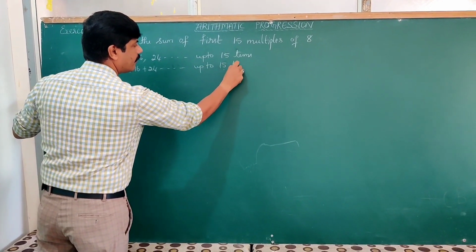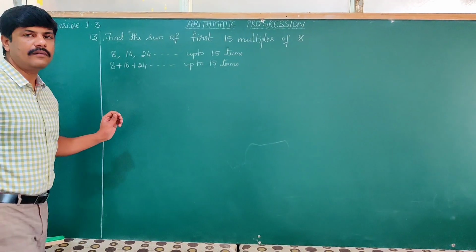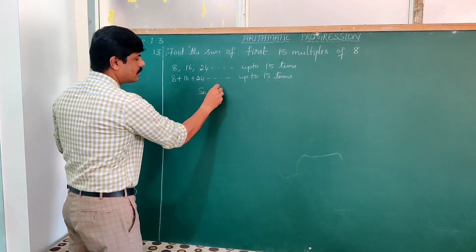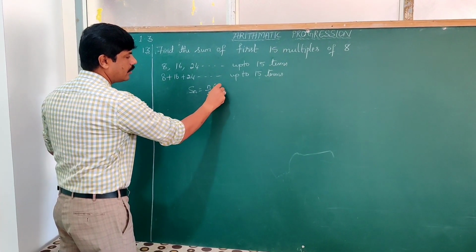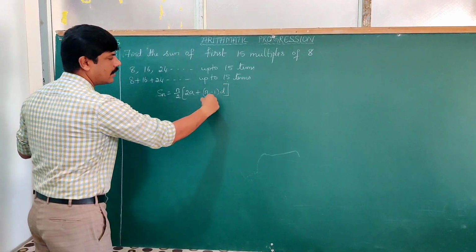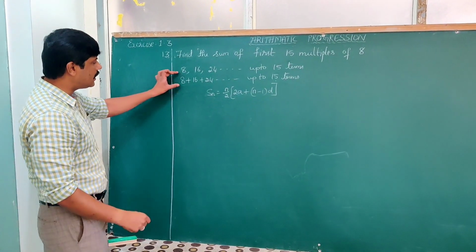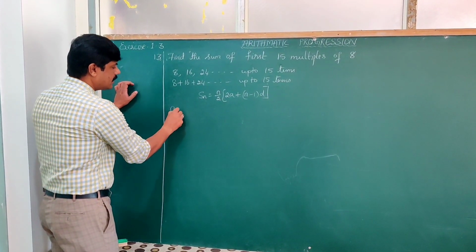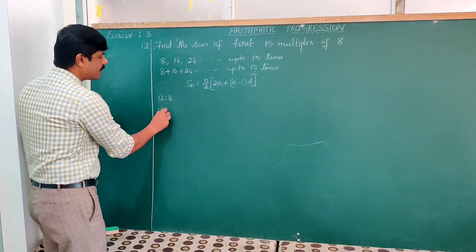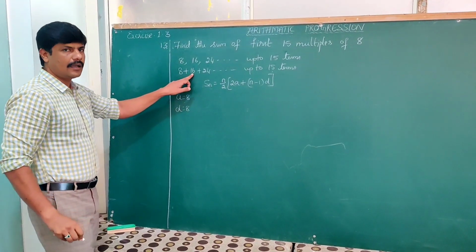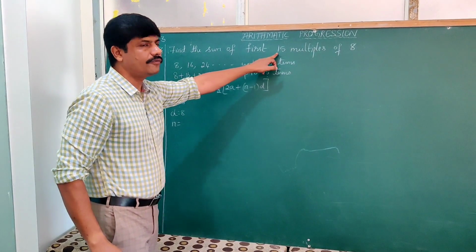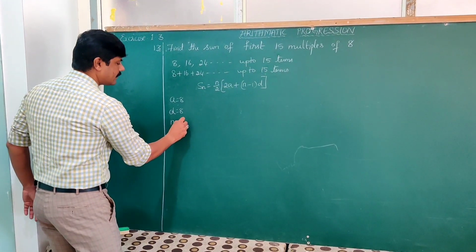Sum of 15 terms. As usual, we have the sum of n terms formula. Write down Sn is equal to n by 2 into 2a plus n minus 1 into d. Now take the data available. What is the first term? First term is 8, first multiple of 8. Common difference is 8 itself, 16 minus 8 is 8. How many terms do we have to sum? Up to 15 terms. Therefore, n is equal to 15.